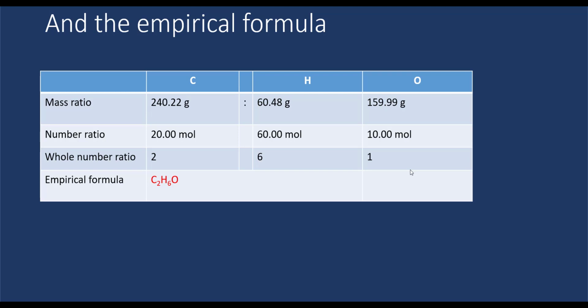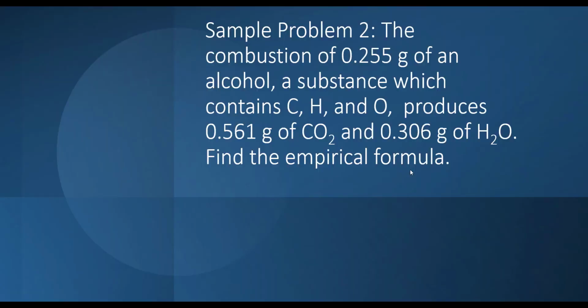I hope that was pretty good. I want to do one more though, just because these numbers are a little bit too clean, a little bit too perfect, and not quite fair to what you might actually get in the lab or on the quiz. So let's look at some smaller numbers, more like what you would actually get in an experiment. Same exact process though. So this time we have the combustion of 0.255 grams of some alcohol, which again has only carbon, hydrogen, and oxygen.